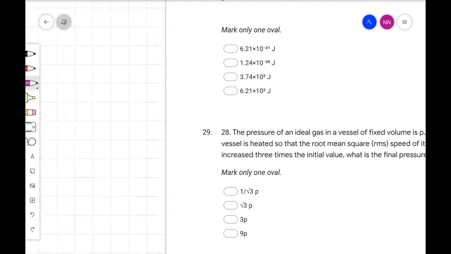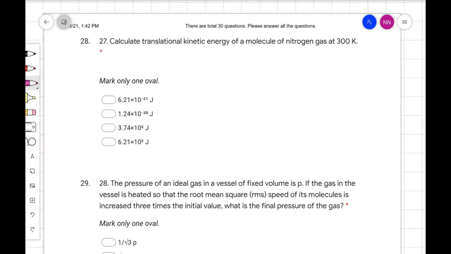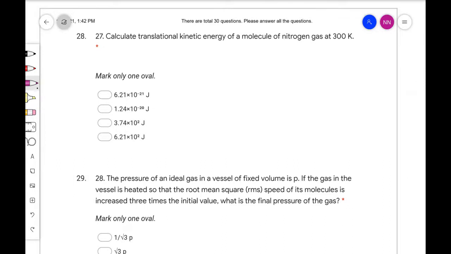Okay, number 27. Calculate translational kinetic energy of a molecule of nitrogen gas at 300 Kelvin. So the formula is K translational equals 3 over 2 kT. Okay, substitute k. k is the constant. You can check the value from the list of constant values.